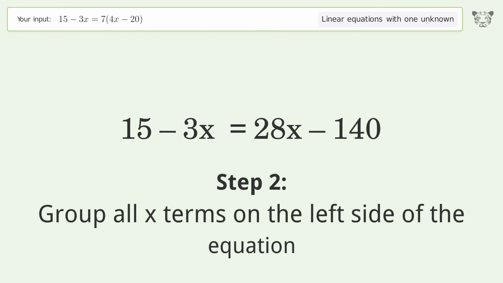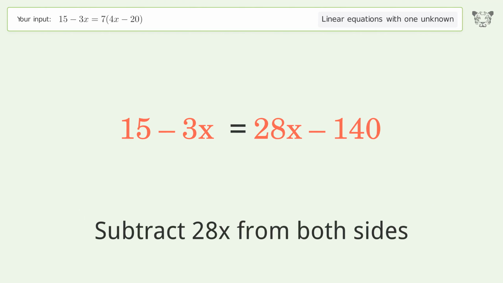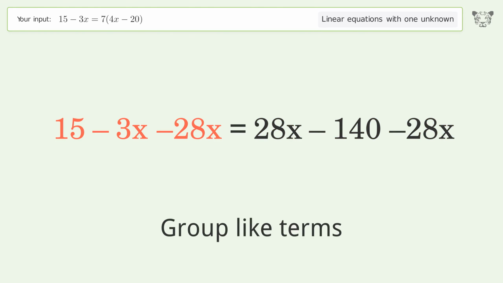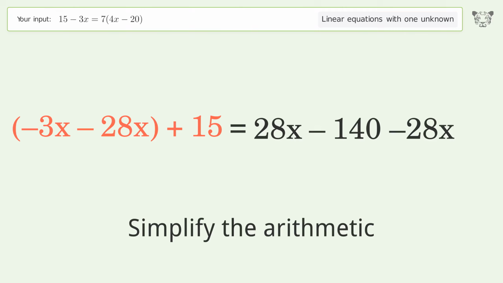Group all x terms on the left side of the equation. Subtract 28x from both sides. Group like terms. Simplify the arithmetic.